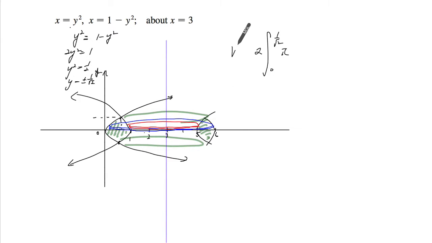So it's pi. The radius of the blue depends on 3 minus the x value on this parabola, so it's going to be 3 minus y squared. The red, it's again 3 minus the x value on this parabola. So it's going to be 3 minus this, so minus 1 plus y squared, all squared.